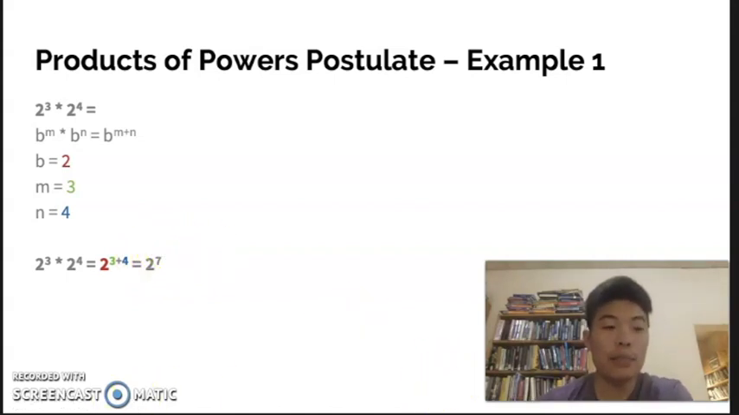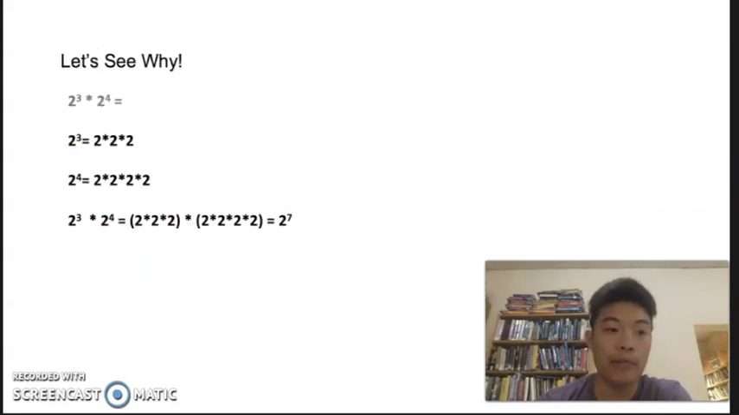All right, so let's break down this problem so that we can see why it works in this way. So we have 2 cubed multiplied by 2 to the power of 4. Now remember, 2 cubed is the same as 2 times 2 times 2, and 2 to the power of 4 is the same as 2 times 2 times 2 times 2. So when we do 2 cubed multiplied by 2 to the power of 4, it's the same as doing 2 times 2 times 2 multiplied by 2 times 2 times 2 times 2.